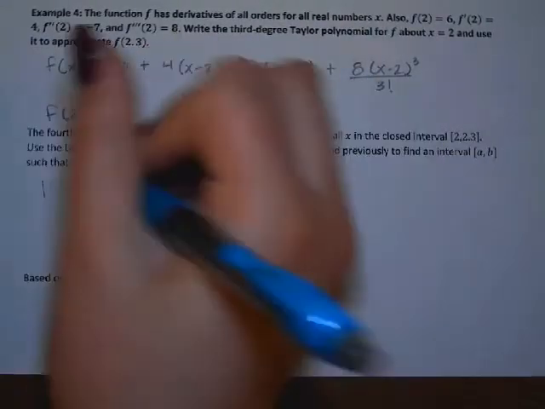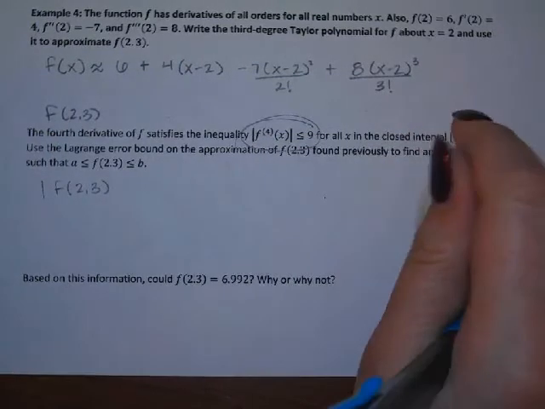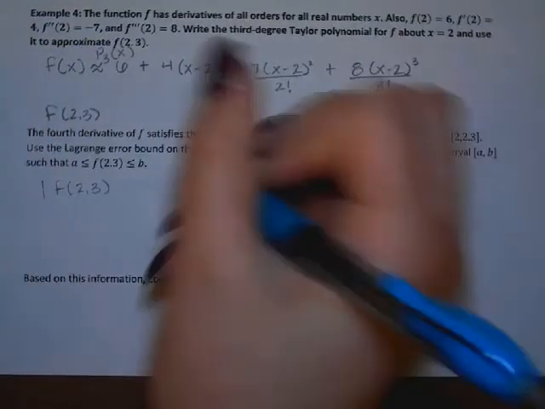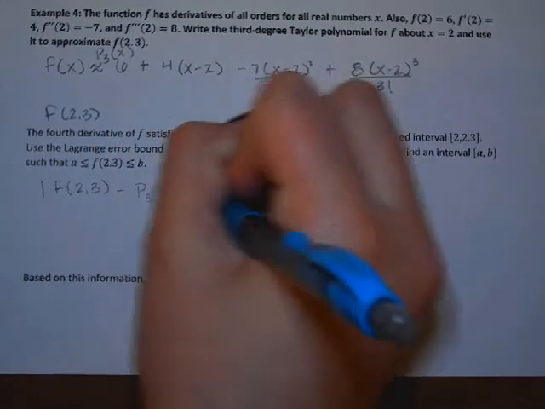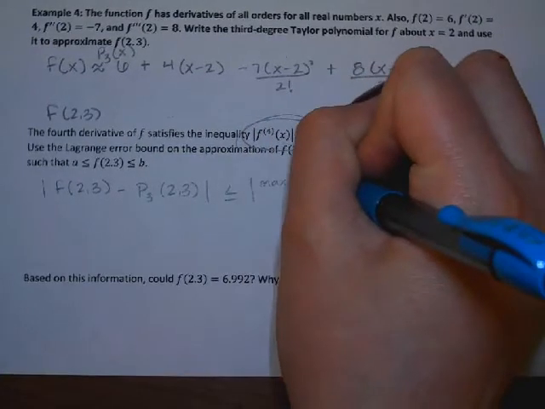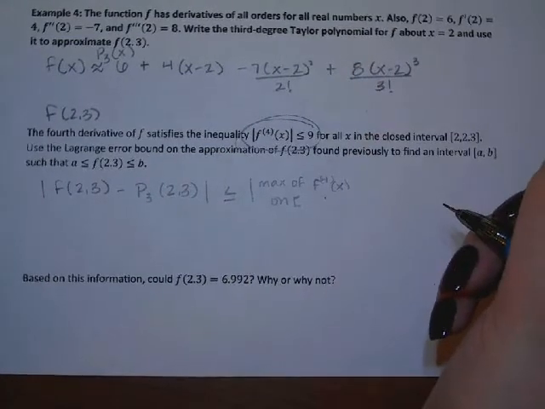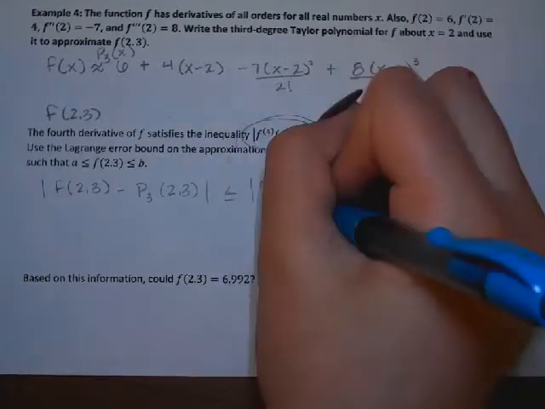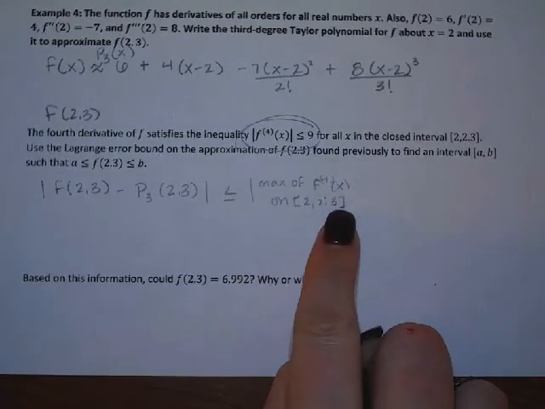So I'm still going to go ahead and write it out because these are my notes and I want to make sure that this makes sense. This was the third degree. I'm just going to call this p sub 3 of x. So f of 2.3 minus p sub 3 of 2.3 is less than or equal to the max of the fourth derivative on the interval. And what's the interval? 2 to 2.3. I know that because they gave it to me, but I also know that because the center was 2 and I'm plugging in 2.3.